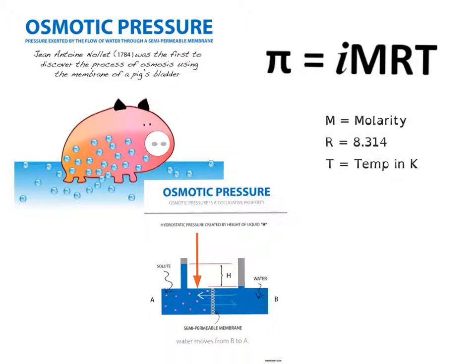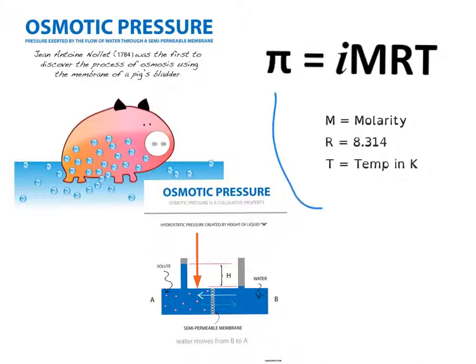Our final colligative property is osmotic pressure. Osmotic pressure deals with the passage of a particle or a substance through a membrane, and that's going to exert pressure on the membrane, so that's what we're measuring here. So for our equation for osmotic pressure, we have pi, which is osmotic pressure, is equal to i, that's our Van't Hoff factor, times M for molarity, times R, which is going to be 8.314, that's our gas law constant, times T, which is temperature in Kelvin.